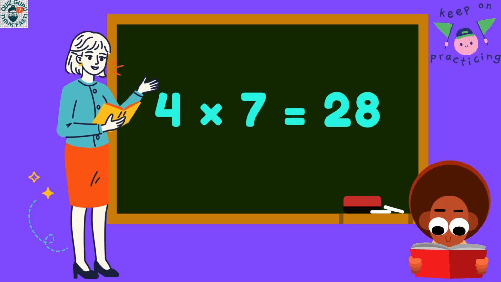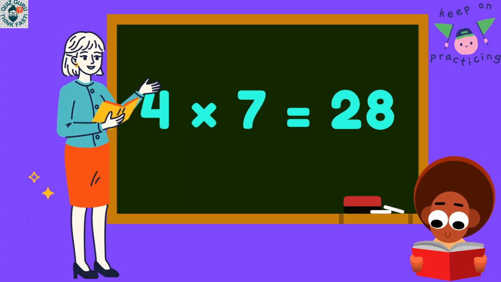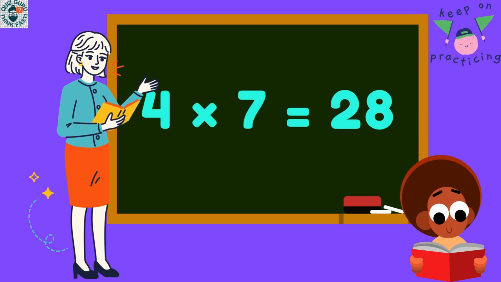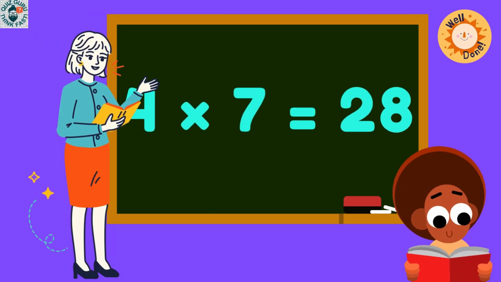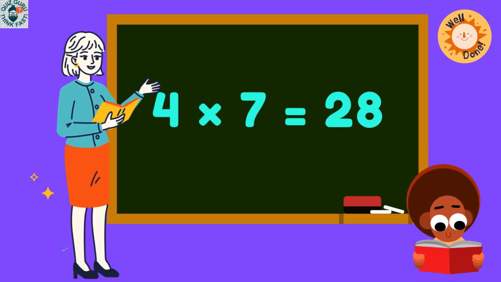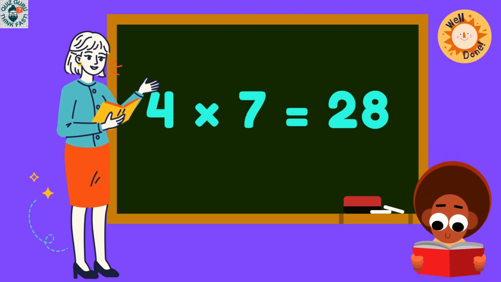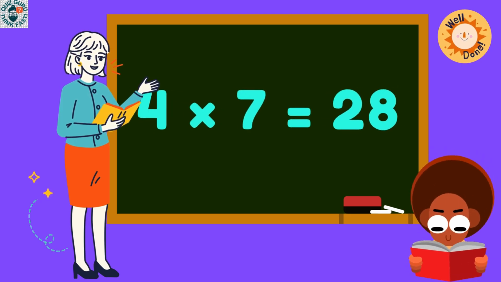4 times 7 is 28. 4 times 7 is 28. 4 times 7 is 28.